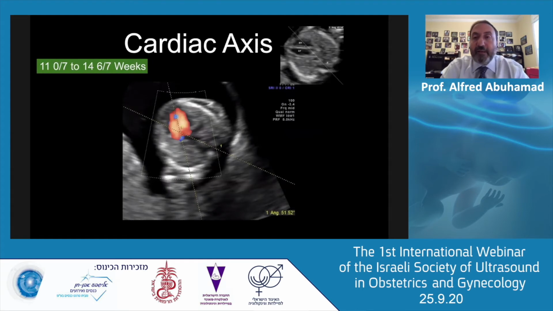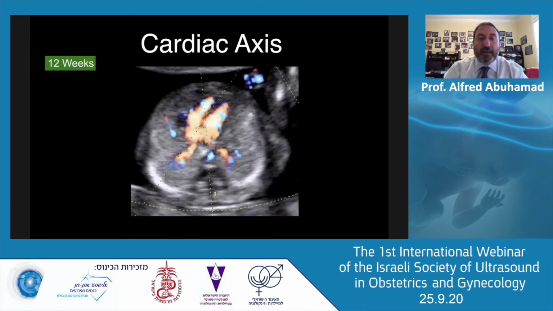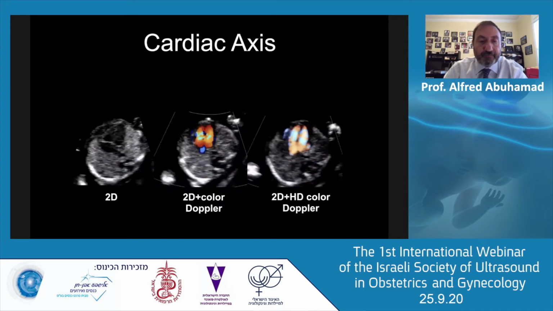You have the ability to measure the cardiac axis in the first trimester. You have to use color Doppler because it's really hard to see the septum very early on. We like the use of high definition color or power Doppler that highlights the ventricular septum very well, and you measure it the same way you measure the cardiac axis in the second trimester. With 2D, it's very difficult to see the ventricular septum. Conventional color Doppler is helpful, but high definition color Doppler is really the best in our experience to measure the cardiac axis.